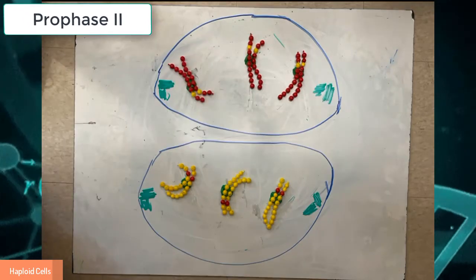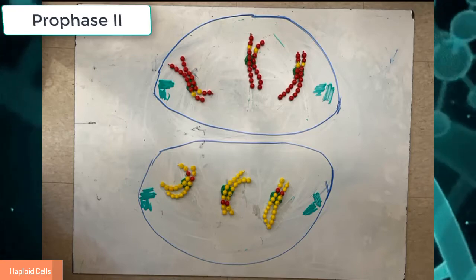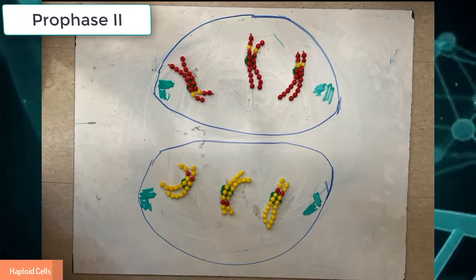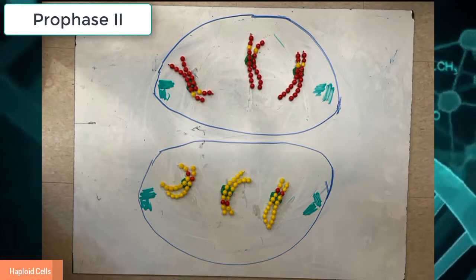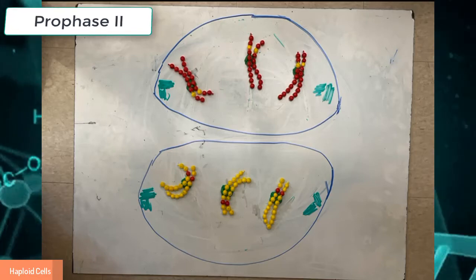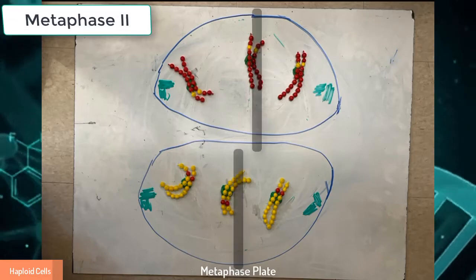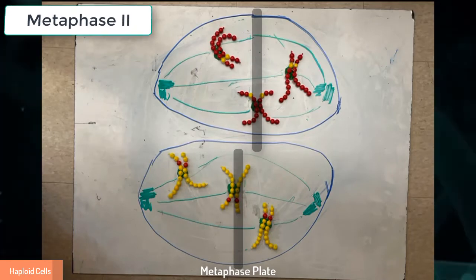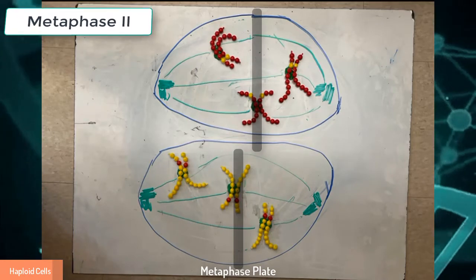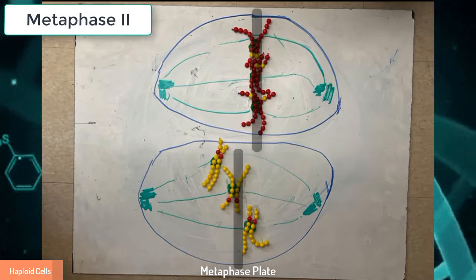During prophase 2, the centrosomes also begin to migrate to opposite poles of the cell, but unlike in prophase 1, there is no crossing over or homologous pairing of the chromosomes. Being pulled by the spindle fibers, which are attached to the centromeres, the chromosomes enter the next stage of meiosis 2, which is called metaphase 2. And in metaphase 2, the chromosomes again line up at the metaphase plate of each of the respective cells.